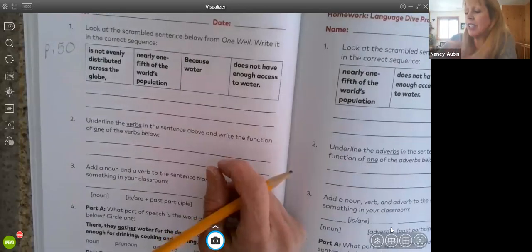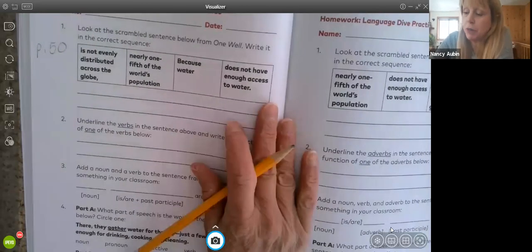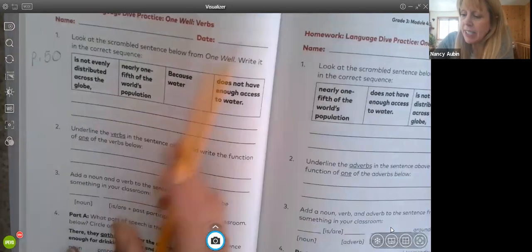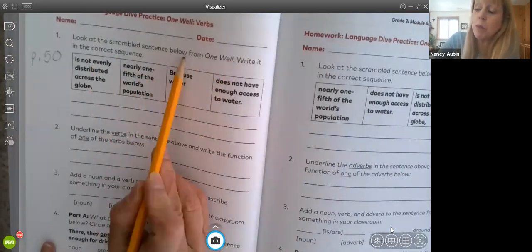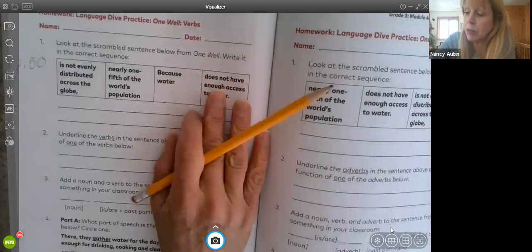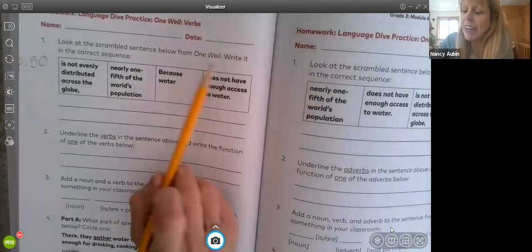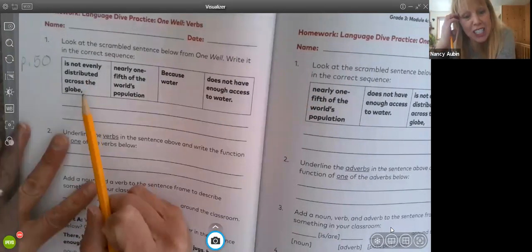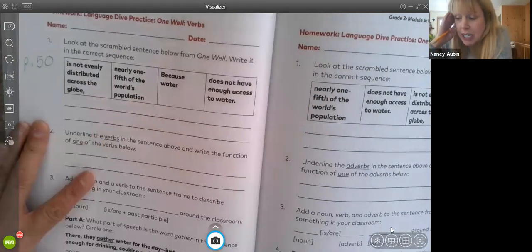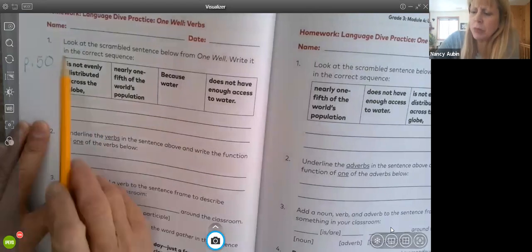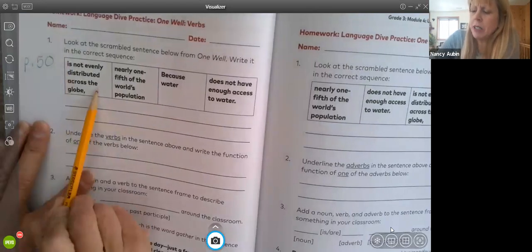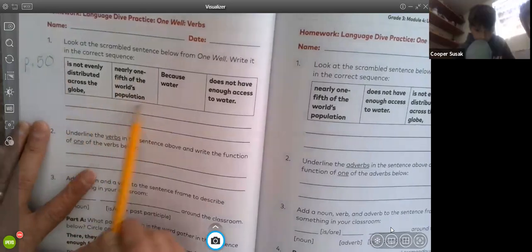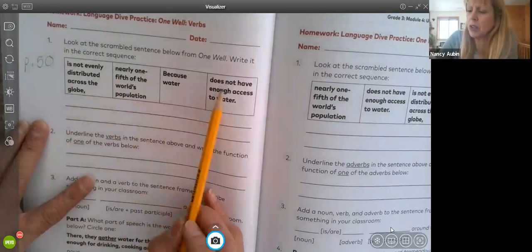Okay, so I hope you're on that page 50 if you are remote. The rest of us are going to look at Mrs. Aubyn's screen here. It says, look at the scrambled sentence below. This is from One Well, the book we've been working with Mrs. Harrison with. Write it in the correct sequence. So we have 4 sections. You guys have to help me put it in order. Is not evenly distributed across the globe. Nearly 1/5 of the world's population, because water, does not have enough access to water.